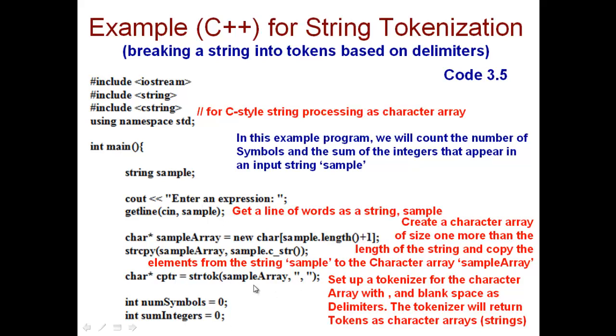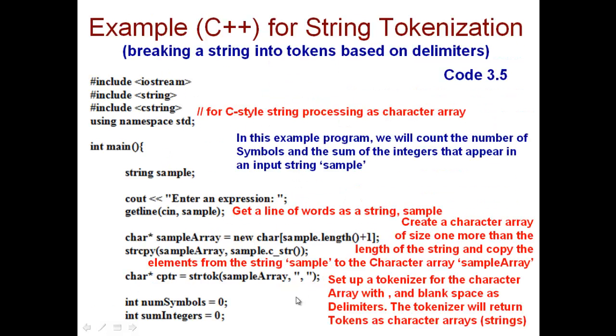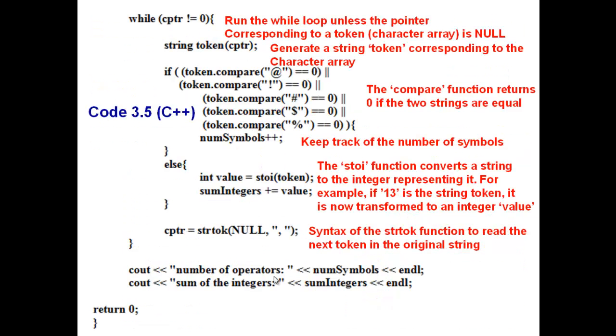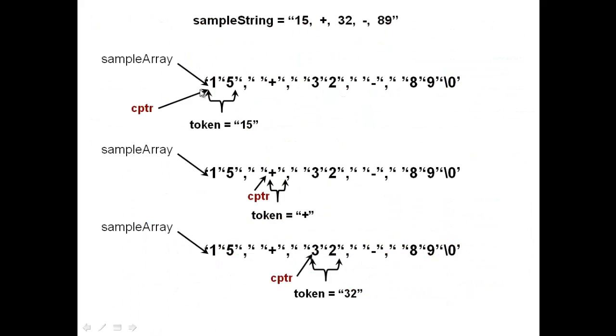In this example, I want to just count the number of symbols in my expression and sum all the integers in the expression. Again, I want to count the symbols, so I need to specify which symbols I need to count. Those symbols are not part of the delimiters, so what you specify here are not going to be those symbols. Comma and blank space are not considered part of the symbols in this example, because we're going to use them as delimiters. Alright, so this cptr, as I said last time, is going to point to the first character in a token until you see a delimiter.